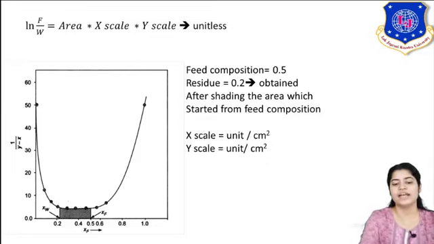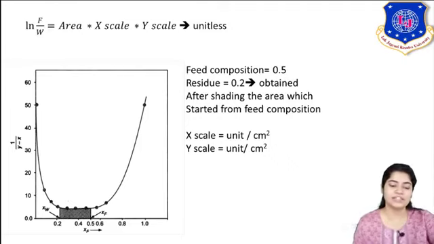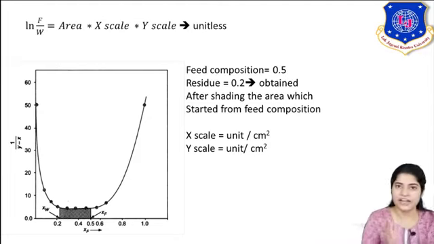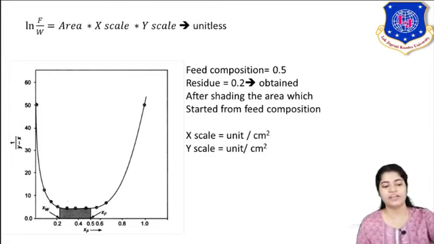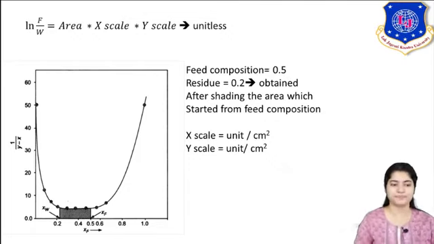So x scale is what? Unit per centimeter, and y scale is what? Unit per centimeter. So here in the example you can see that 2 centimeters is equal to 0.2 unit for the x scale. For the y scale, 2 centimeters is equal to 10 units. So substituting the values, I will find out the area. Suppose I have completed shading. The final point where I have to stop on the x-axis, that is your xW. So starting from 0.5, you shaded it till 0.2. So your answer is 0.2. Hence you got your residue concentration as 0.2.